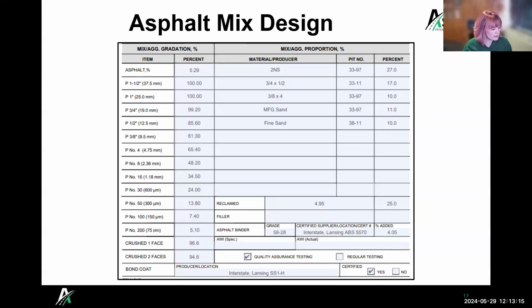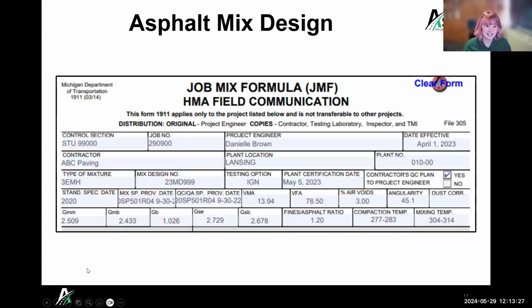So where are we going to find something like the compaction temperature of the mixture? Yep. Because I know last time we talked a lot about temperature and the importance of temperature. Yes, temperature is very important for compaction of the mix, and therefore it affects the performance of the mix. So at the top of the job mix formula, this compaction temperature is shown right here. For this particular liquid and mix, the compaction temperature is 277 to 283.